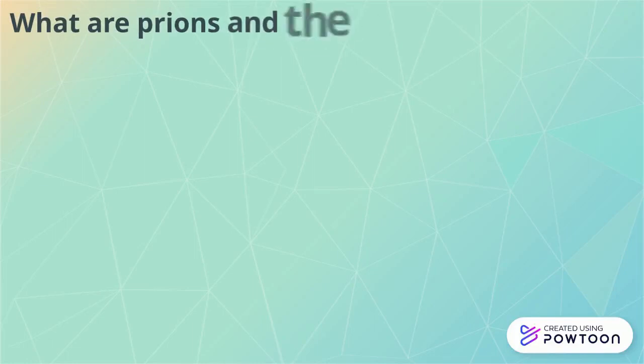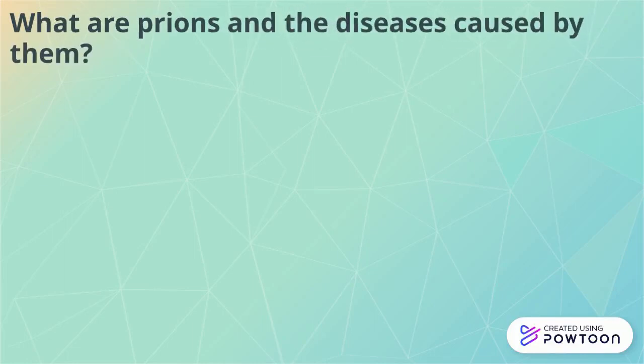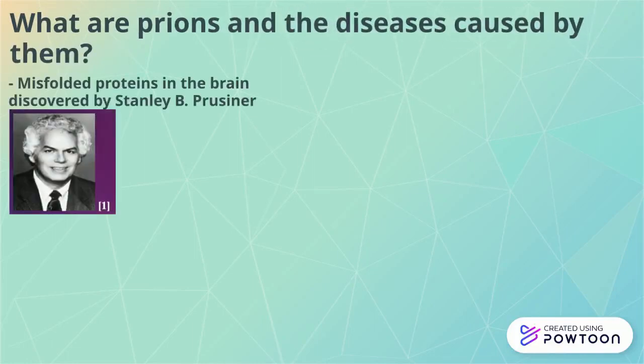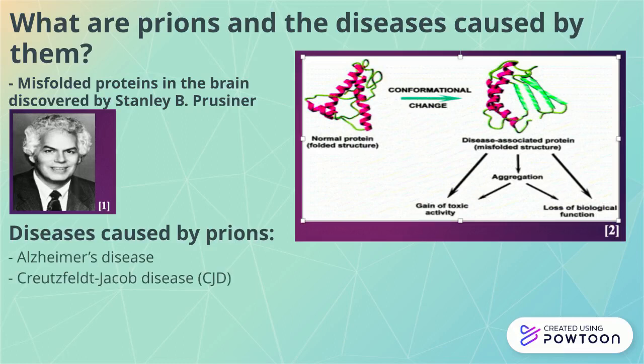What are prions and the diseases caused by them? Prions are misfolded proteins in the brain discovered by American biologist Stanley B. Prusiner. They have the ability to influence other normal proteins in the brain to fold abnormally. Alzheimer's disease, Creutzfeldt-Jakob disease, etc. are the diseases caused by prions.